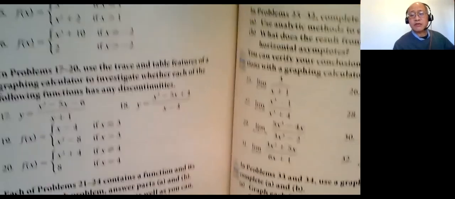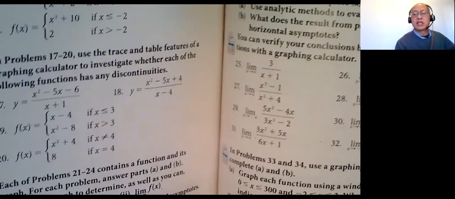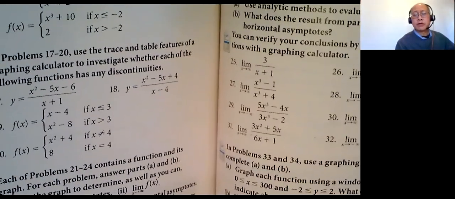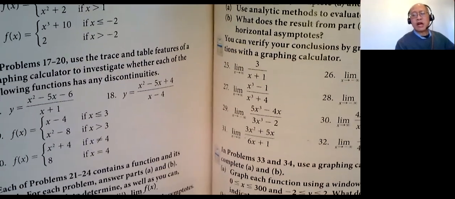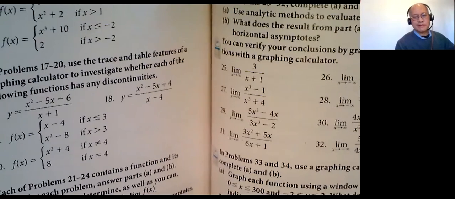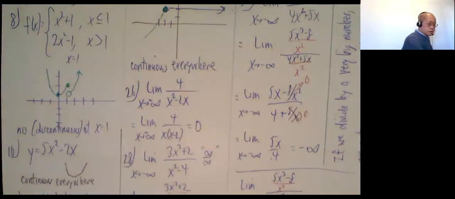And I can get 25 out of the way. That one gives you the answer right away. x approaches infinity. It's 3 divided by a big number. So the answer to 25 is automatically 0, right? You plug in a billion, 3 divided by 1,000,000,001. That's 0. Right.